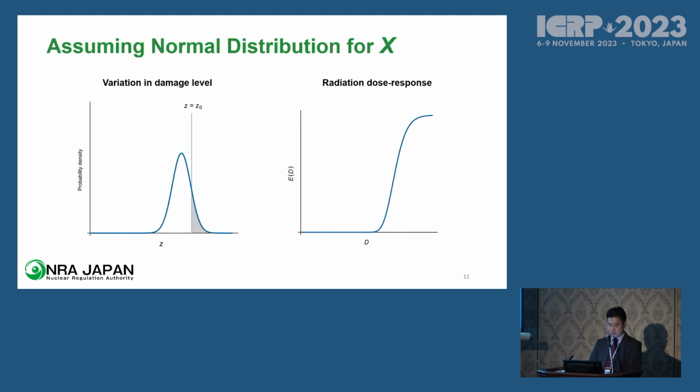To examine the behavior of this model, a normal distribution has been assumed for random variable X. The parameters are set arbitrarily for illustrative purposes. The left panel shows the variation in damage level among individuals who were exposed to a certain dose. The area in gray represents those who develop the disease because they exceed the threshold, G0. The curve shifts right as the dose increases, and then the area in gray becomes larger. Consequently, this results in the typical sigmoid dose response curve shown in the right panel.